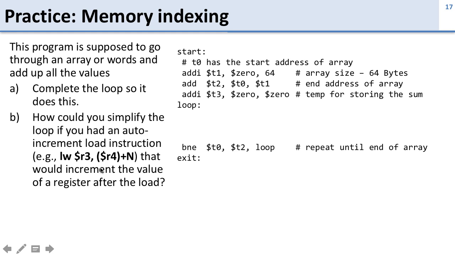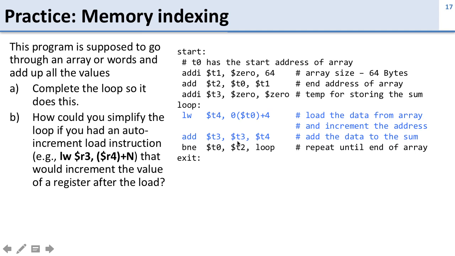Now, what could we do if we had this fancy instruction? Well, if we have this fancy instruction, we can go in there and load the data from T0 into T4 and increment T0 at the same time. So I've got one instruction that does both of those. We need to do the same part where we sum up the values, adding T4 into T3, but now we don't have to have a separate instruction to increment T0.